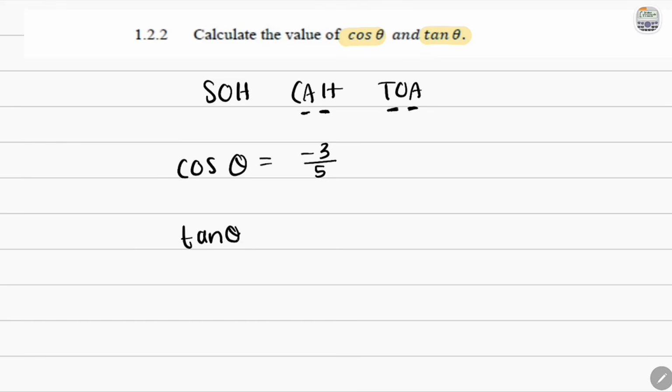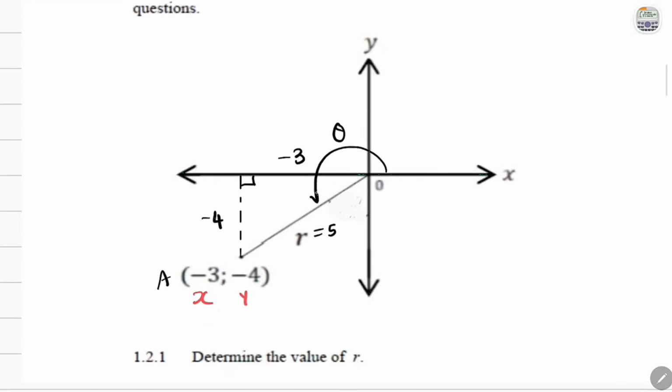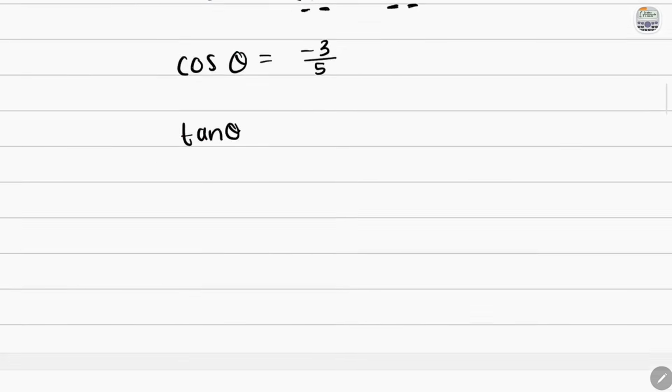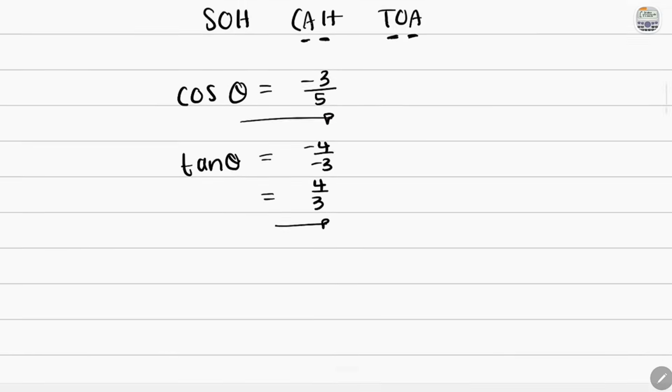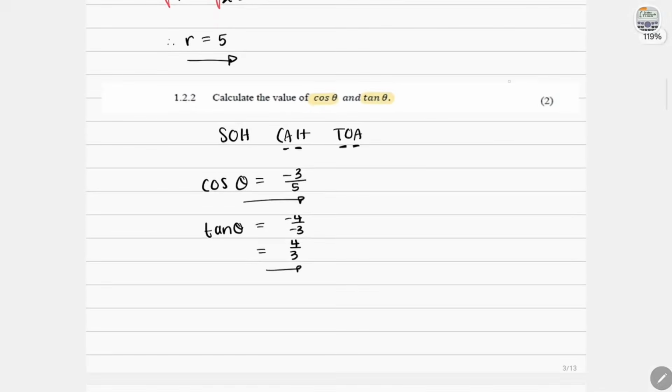Tan is opposite over adjacent. So opposite is negative 4, and the adjacent side is negative 3. So that is negative 4 over negative 3, which simplifies to 4 over 3, and these are our answers. Moving on to the next question.